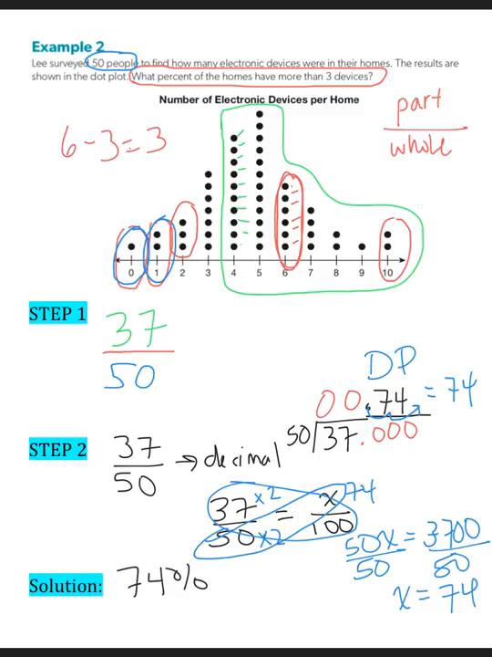So I don't want you to overthink it if they're asking you to compare, like how many more. If they ask how many more, that's just going back to elementary school, and you're just counting and then finding the difference. So again, dot plots measure frequency. We were able to find out the total number of dots, and then we were able to make a part-to-whole comparison and find the percentage of homes that have more than 3 devices.